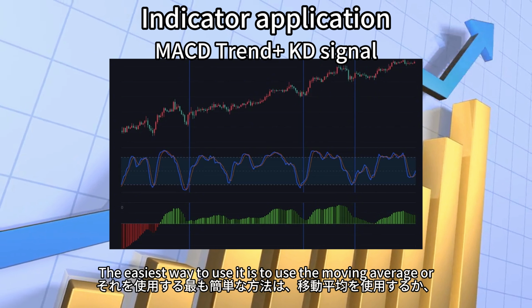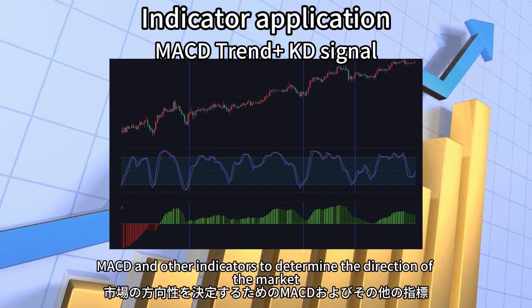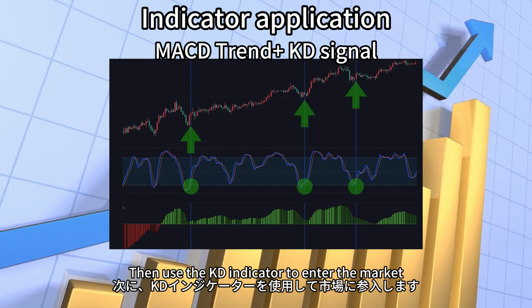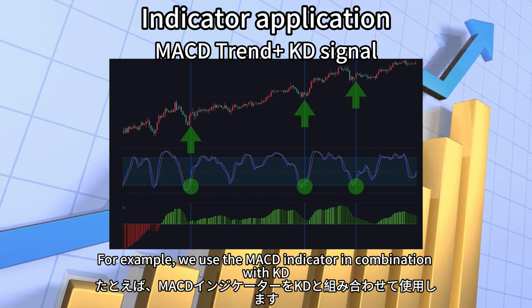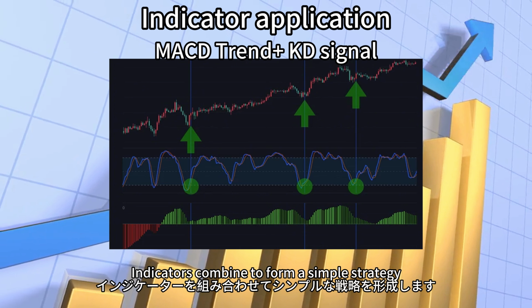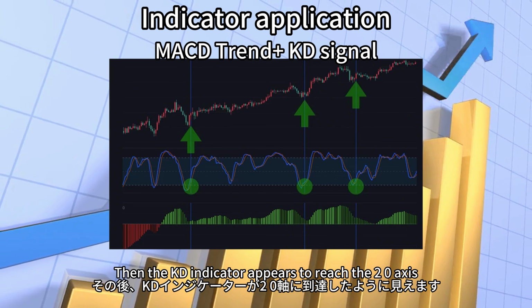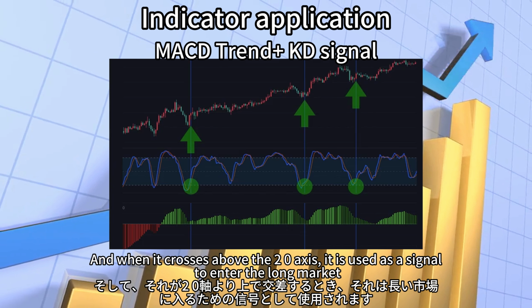The easiest way to use it is to use the moving average or MACD and other indicators to determine the direction of the market. Then use the Kd indicator to enter the market. For example, we use the MACD indicator in combination with Kd to form a simple strategy. The MACD fast line is above the 0 axis, judging that the market is a bullish trend. Then the Kd indicator reaches the 20 axis, and when it crosses above the 20 axis, it is used as a signal to enter the long market.